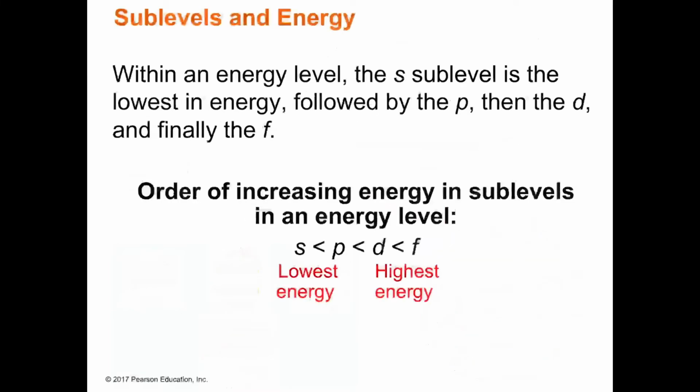Within an energy level, we have the s sublevel, and that's the lowest in energy. The next highest is the p sublevel, then d, and then f. So the order of increasing energy in the sublevels is s p d f, where s is the lowest energy and f is the highest energy. The reason this is important is that since the s orbital is the lowest in energy, it's going to get filled with electrons first, because electrons always want to be in the lowest energy level, the one closest to the nucleus. So the s orbital will get filled first, and then p, d, and f in a given energy level.